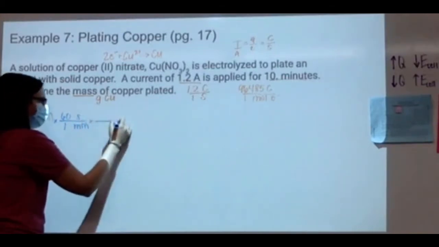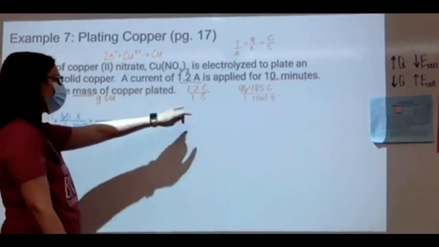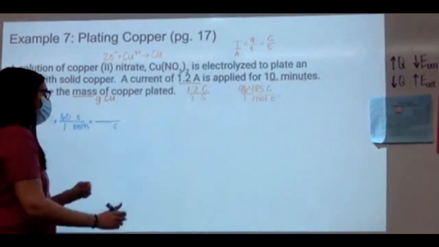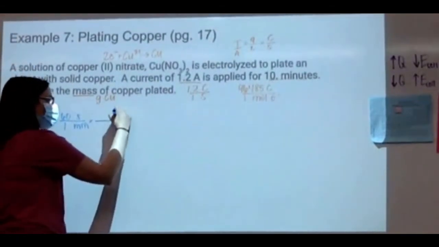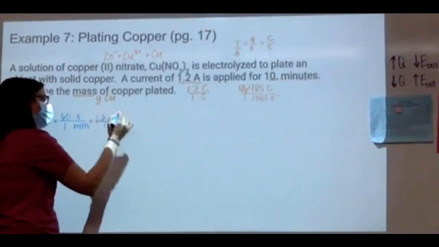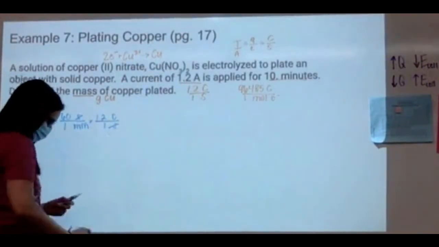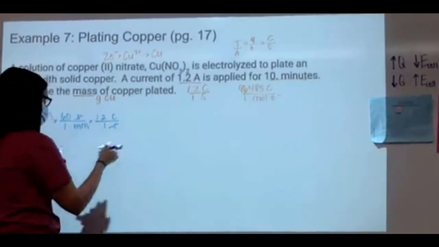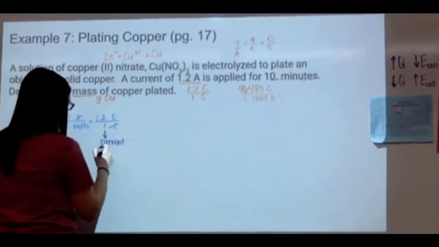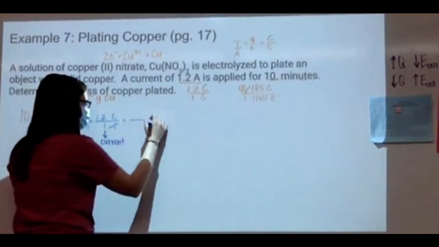Now that I'm at seconds, look at everything you have here. Here's my conversion factor that has seconds in it. I can go between seconds and charge using the current. For every 1 second, it's 1.2 coulombs of charge. So again, I'll just label the conversion factors that we're using. Here's our current. So now we have coulombs.